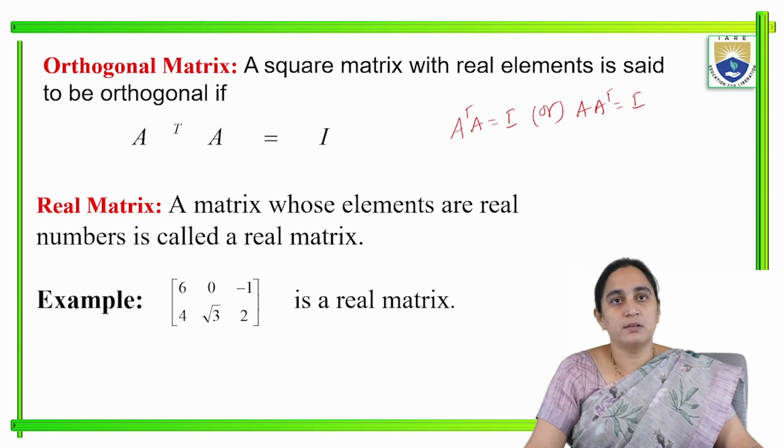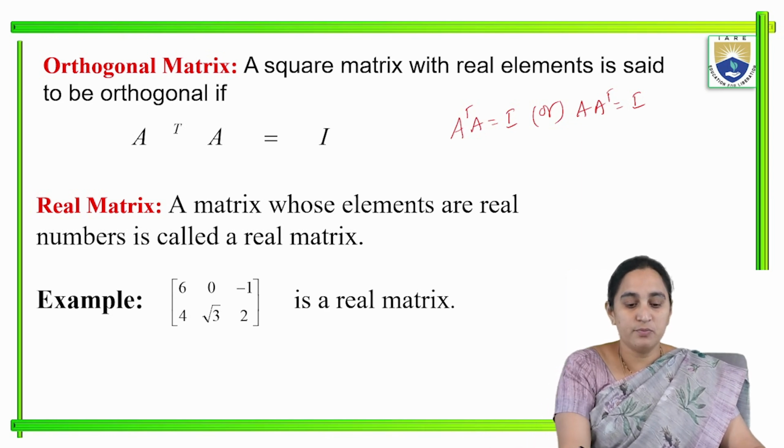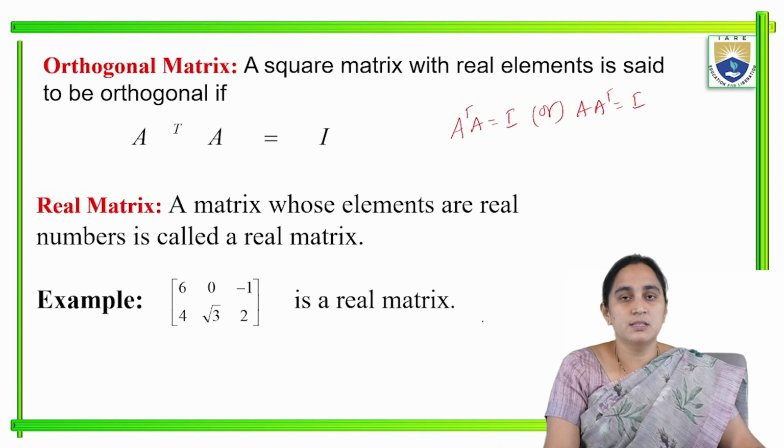The next type of matrix is the real matrix. A matrix whose elements are real numbers is called a real matrix. A matrix contains only real numbers, and that is called a real matrix. One example for that is 6 0 minus 1, 4 root 3 2, which is a real matrix.